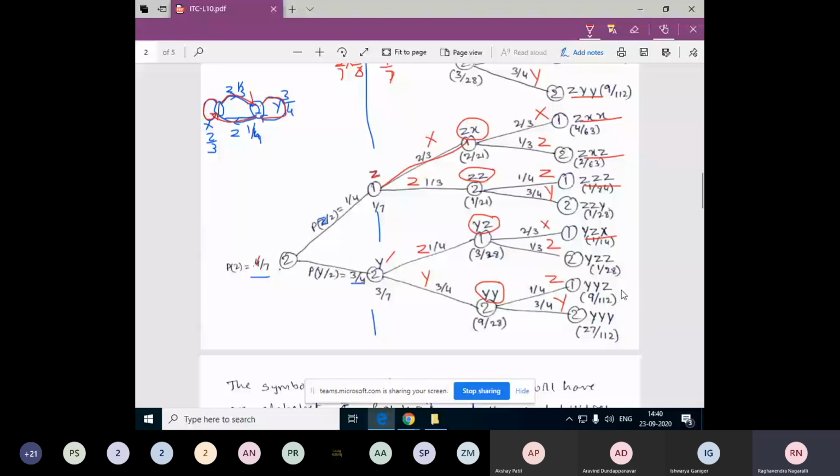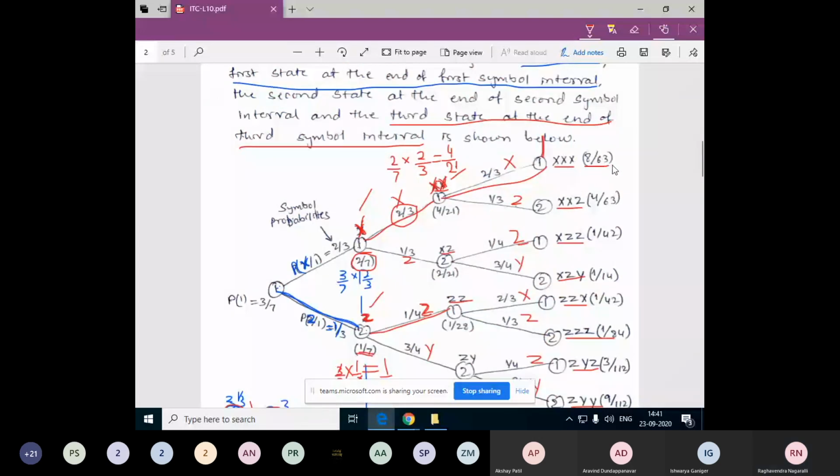So these are the symbols emitted, and you can also calculate the final probability at the end of this third state. Here the final probability that we got is 4 by 21. During this transition we have the probability of 2 by 3. Multiplying these two probabilities, you will get the final probability at the end of this XXX symbol emission, the probability of emission of the XXX symbol.